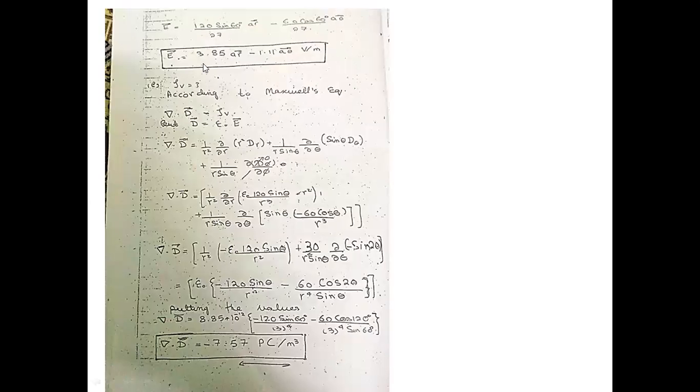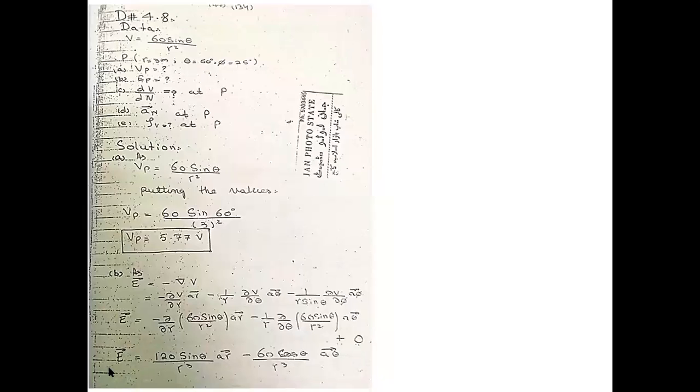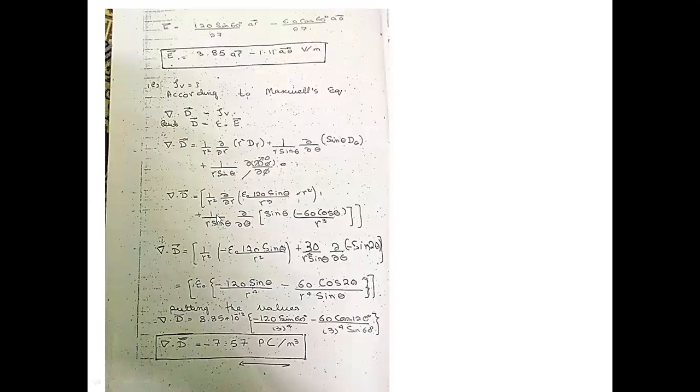Now the E is given. From here we will use the E, but D is equal to epsilon naught E. So from that we have to put the E values, and later on we have to multiply the E by epsilon naught to get the proper expression of D. So for the time being, I apply the partial derivative to this expression, 120 sine theta over r cube. So we will get 120 sine theta over r square and 1 over r square.